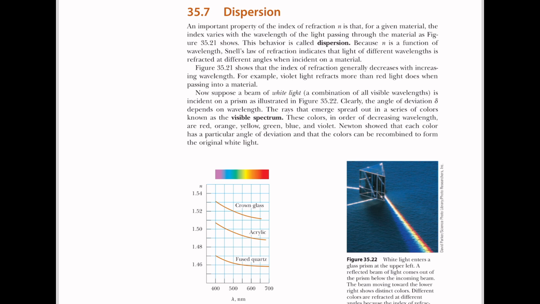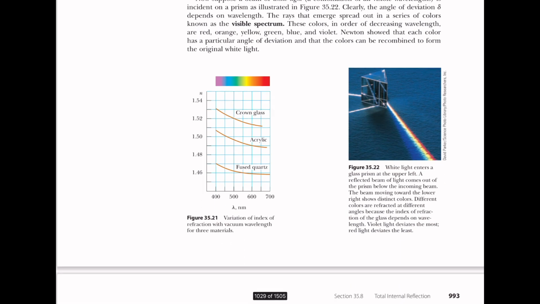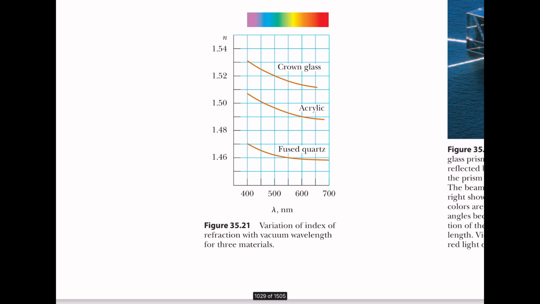An important property of the index of refraction, n, is that for a given material, the index varies with the wavelength of light passing through the material, as figure 35.2 shows. So we can take a look at this figure. It's a little bit strange looking, but you can see the x-axis is lambda in units of nanometers. So this is the wavelength of visible light.